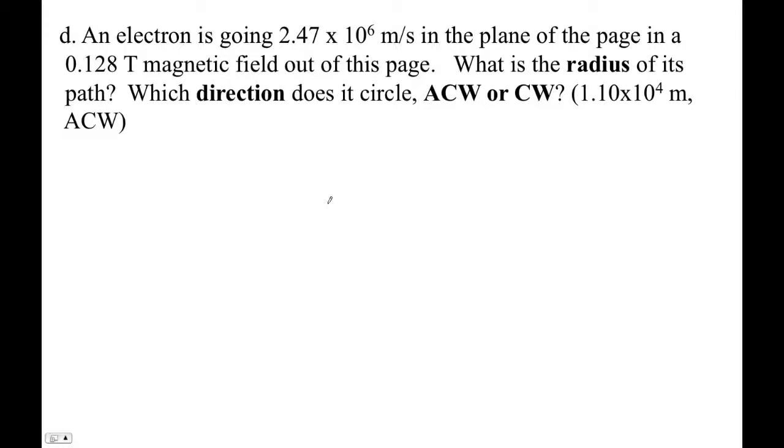Alrighty. Electron is in the plane of the page and a magnetic field out of the page. So let's draw the magnetic field out of the page. I always like to draw it. It always makes me feel better. And then here's this electron. It's a negative charge, right? It's going to the right.